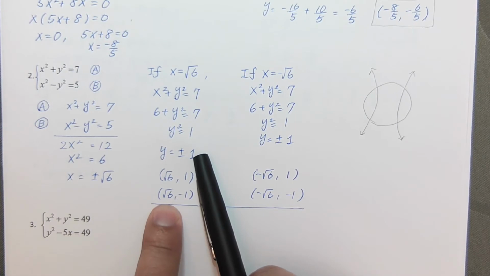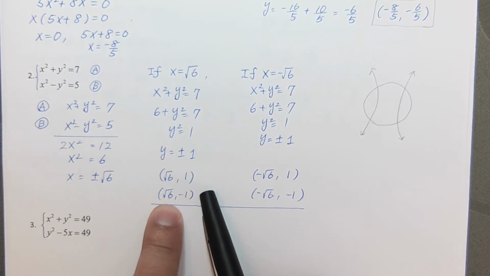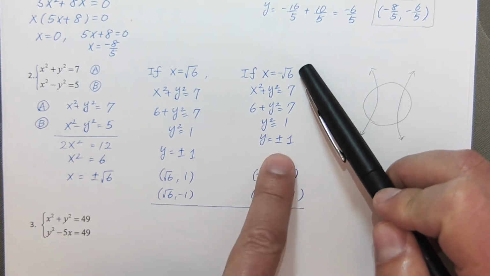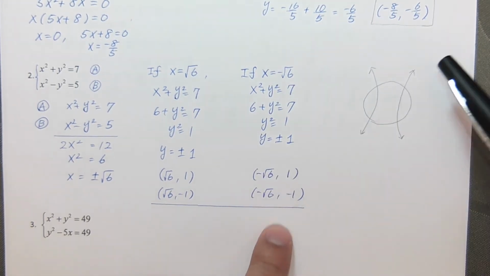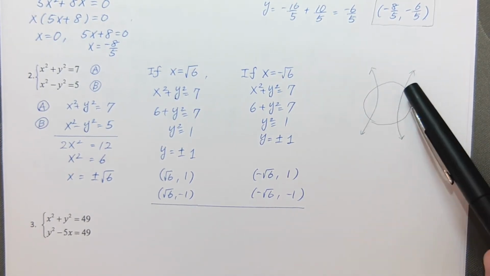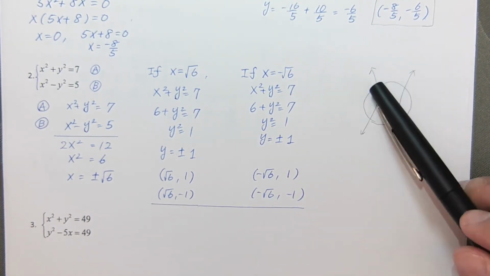So at positive root 6, we have two solutions now. And at negative root 6, when we plug it in, we're going to end up with the same two y values. And you can see right here, we have a circle with a hyperbola, and here's the same and here's the same.